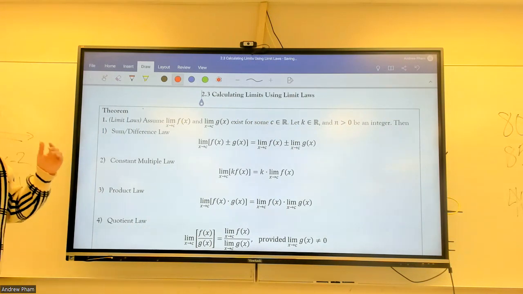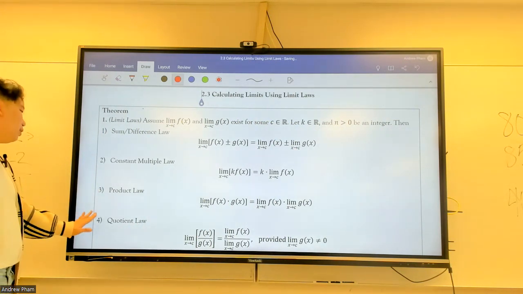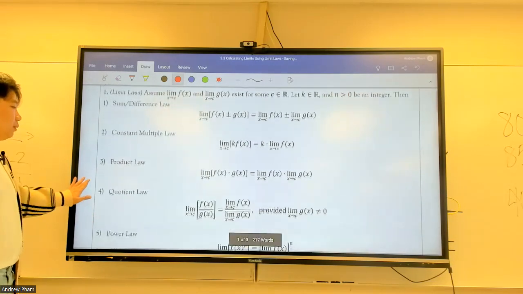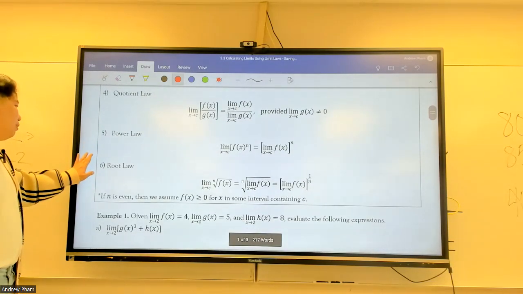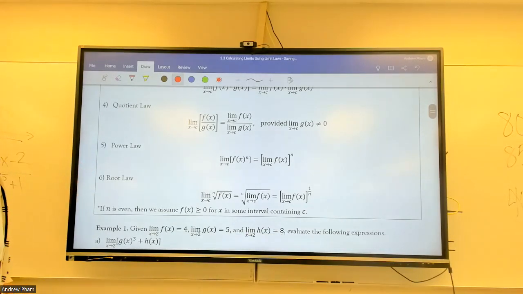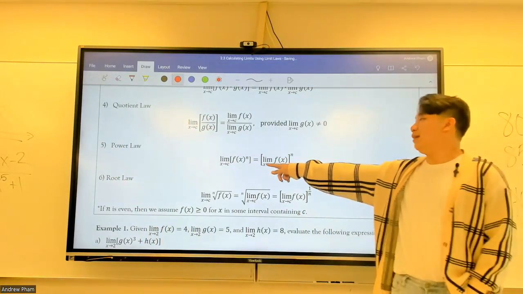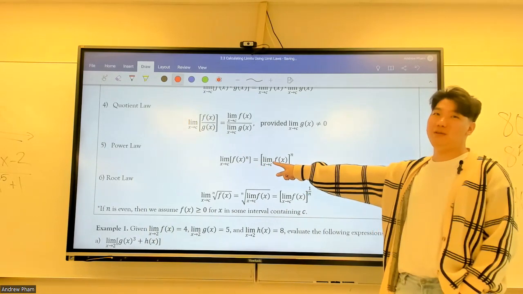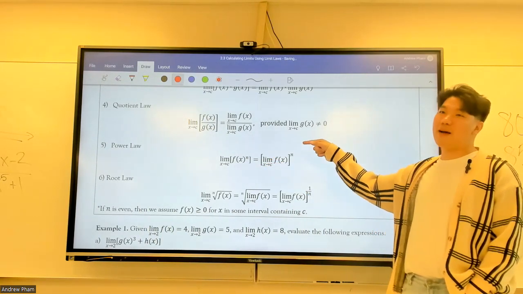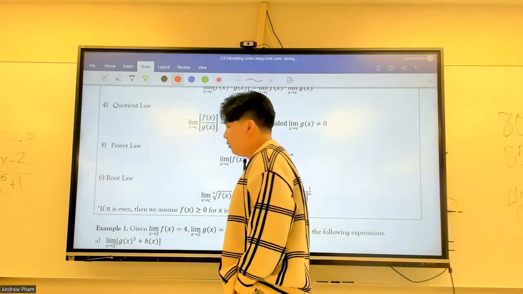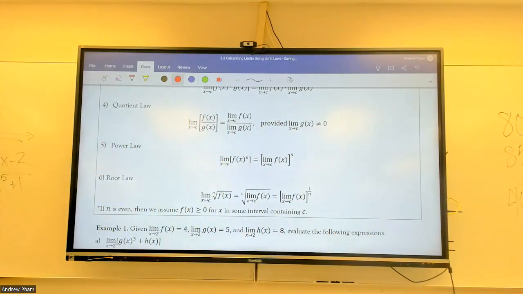All right, so let's go ahead and scoot up. There are some other limit laws that I want to cover. Next is the power law and the root law. If I have the limit of a function to a power, that is the same thing as taking the limit of the function, whatever that might be, and then taking it to that power. For example, if I was taking the limit of f squared, that would be the same thing as the limit of f, parentheses, all squared. In other words, I'm able to move the power to the outside of my limit.